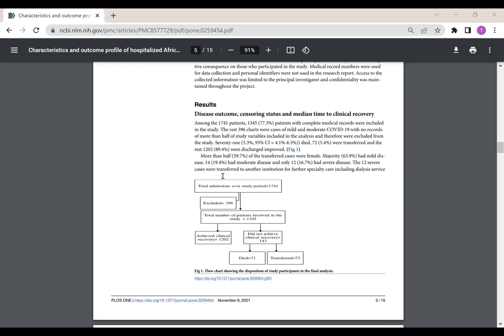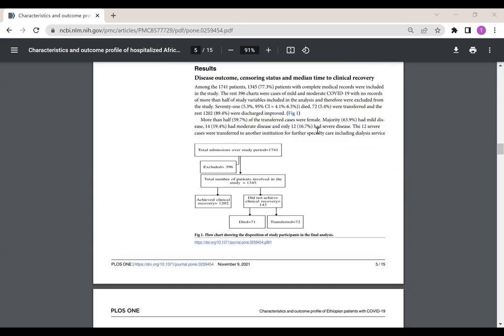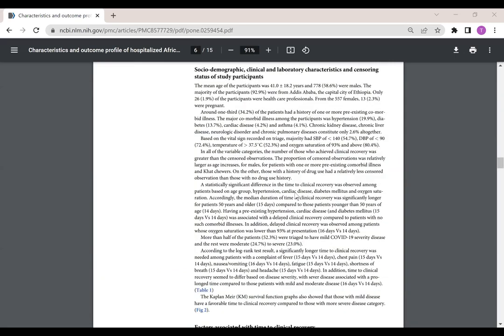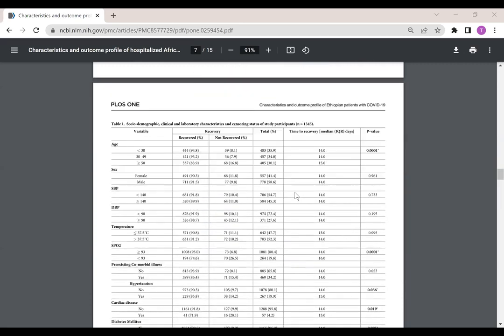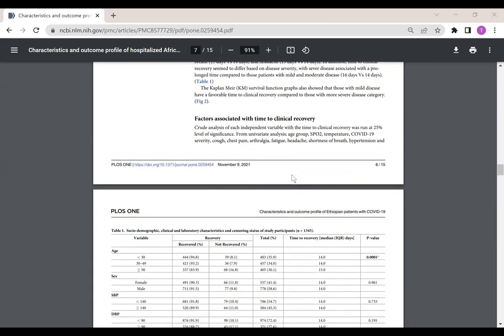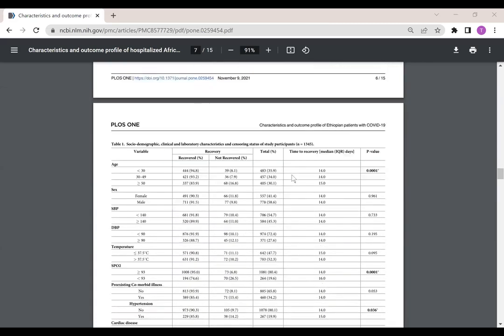So we have included eligible 1,741 patients, and among them 71 died. That makes the prevalence of death 5.3%. So we have 5.3% death by proportion, and the other we have assessed factors that are associated with clinical recovery.